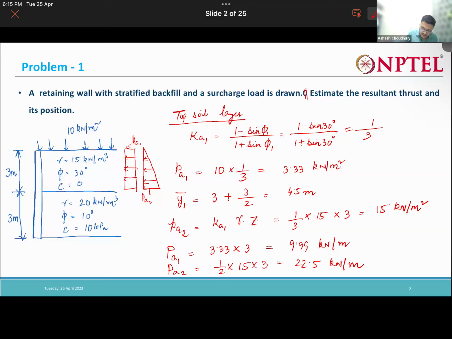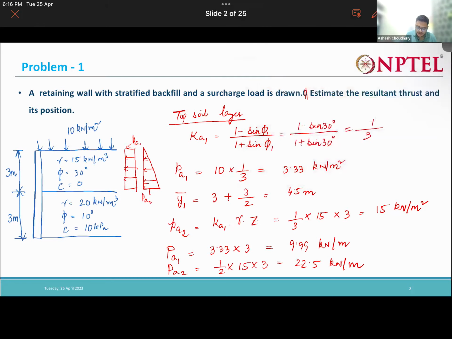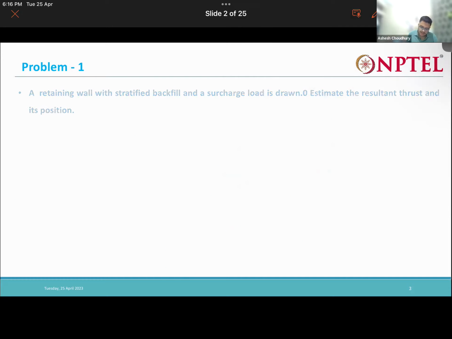So in the bottom soil layer, what we will do first, this upper soil layer will be acting as a surcharge to the lower soil layer. So what surcharge? Surcharge will be 10 plus 3 into 15. That much surcharge will be acting. So let us write that.